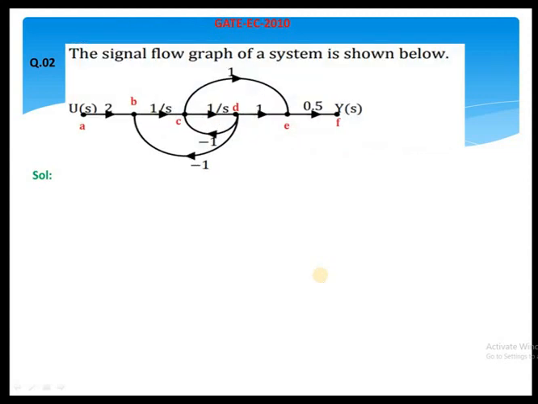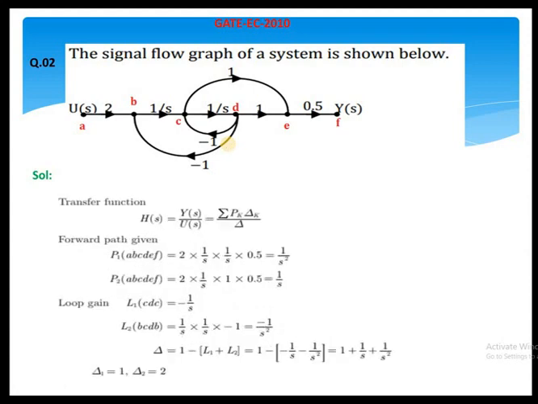This is the second question from the GATE EC 2010 paper. What is the question here? For the signal flow graph, we have to identify the transfer function. First thing, we have to identify the number of forward paths. How many forward paths do we have? In this question, we have two possible forward paths.